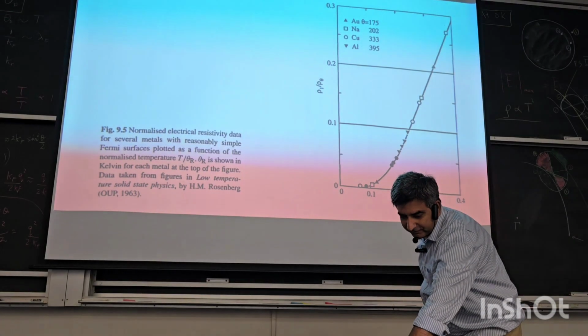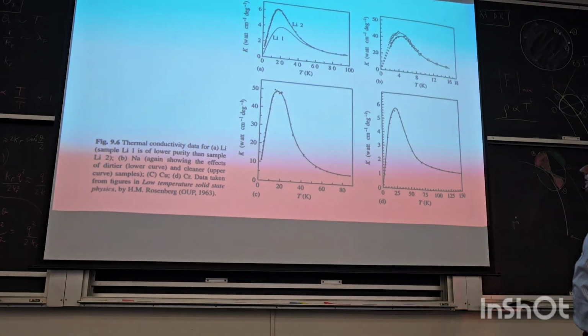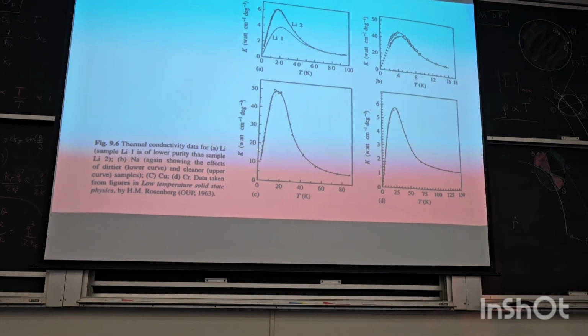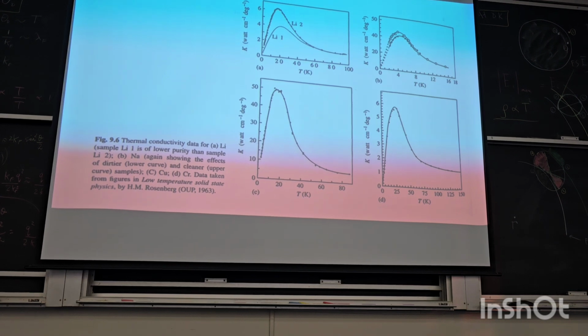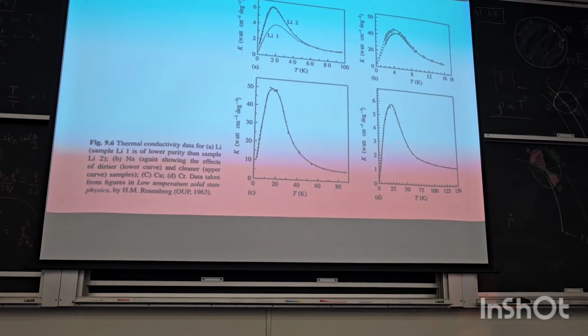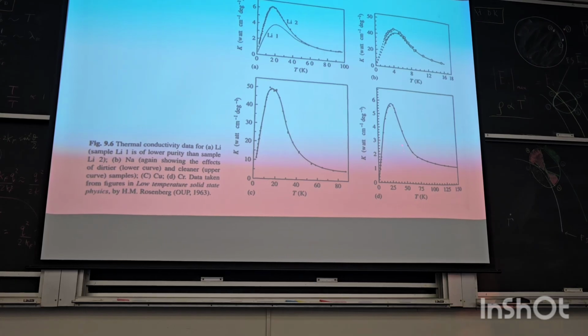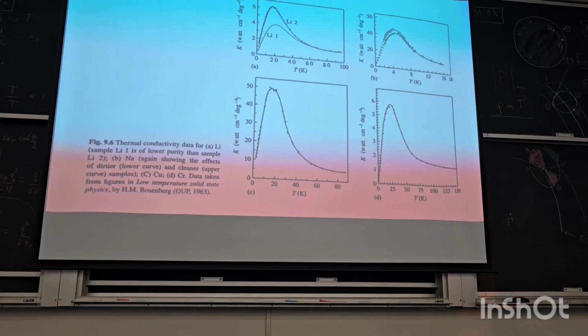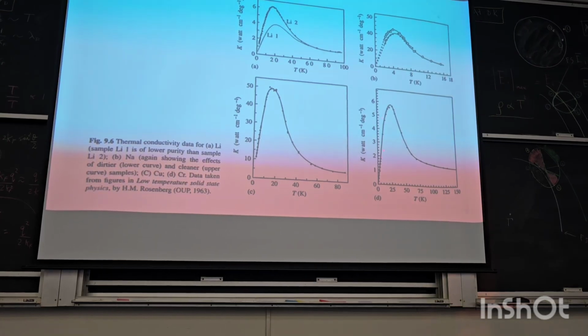So in the next graph, here are plots of the thermal conductivity with respect to temperature. It plateaus off, then it goes as 1 over T square, and then it drops down due to the impurities.